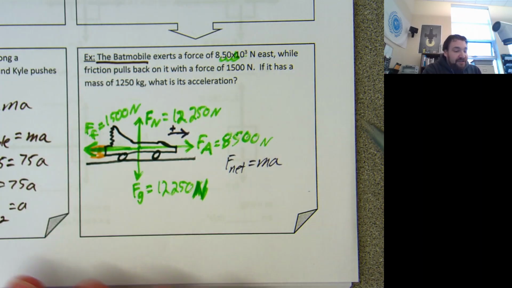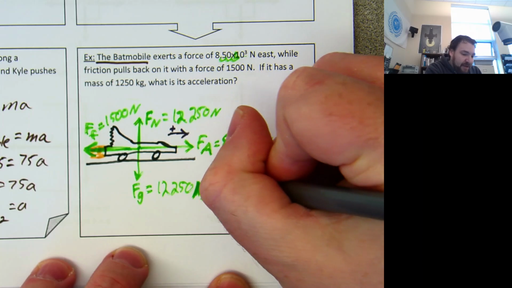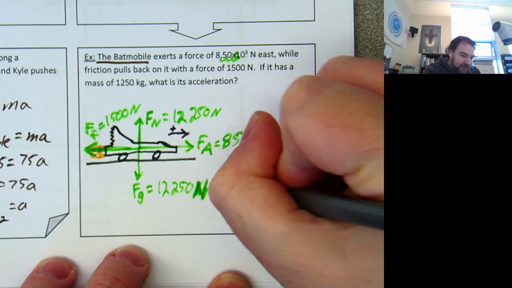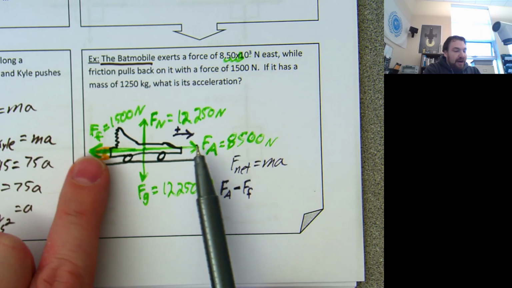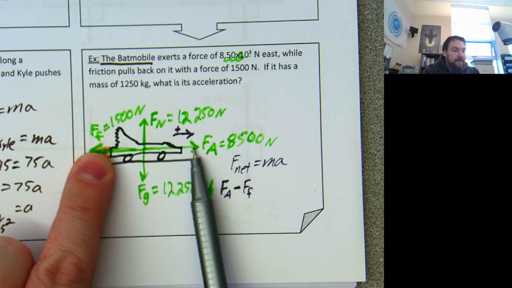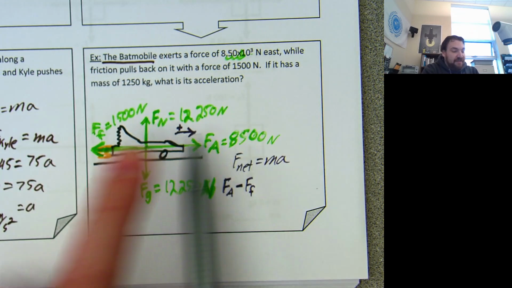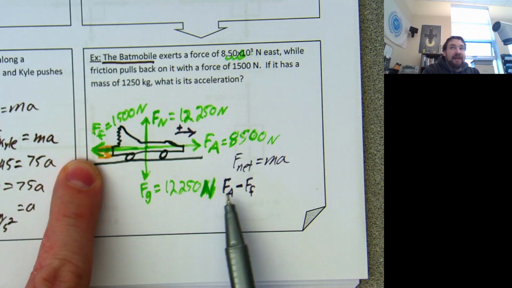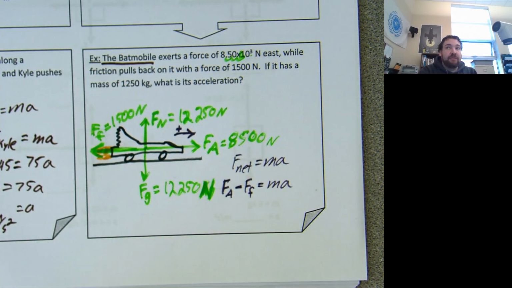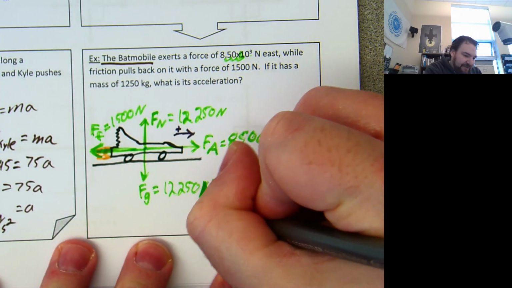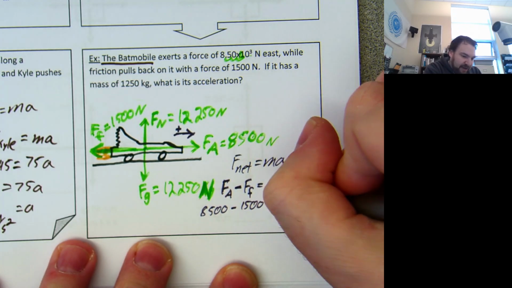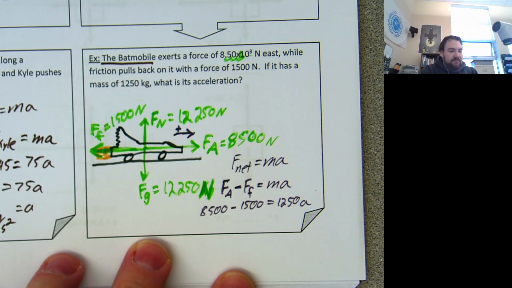So if to the right is positive, now all of a sudden your F net is going to become the applied force minus your force of friction. These two are acting along the direction of motion. This direction you called positive, this direction is negative. So it's going to be applied force minus friction equals ma. And now I can start to put all these things in here. The applied force was 8,500 minus 1,500 equals the mass of the Batmobile, 1,250 times a.